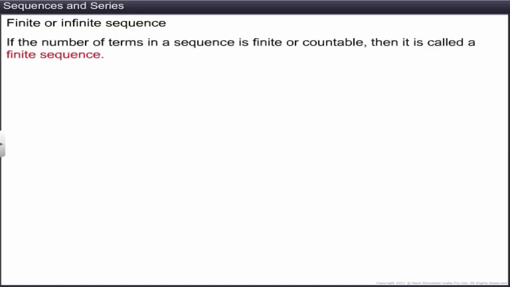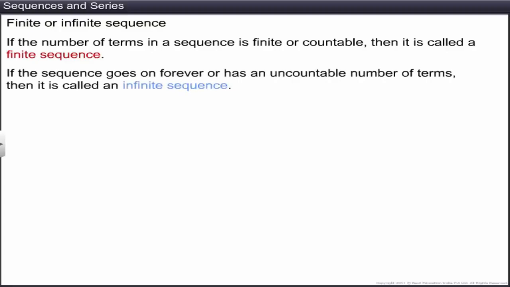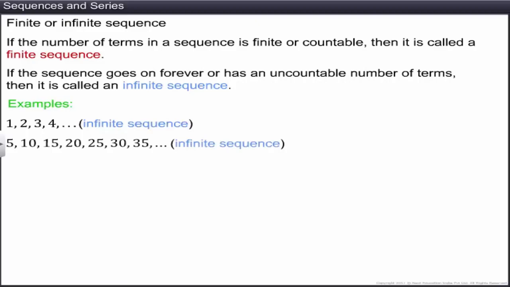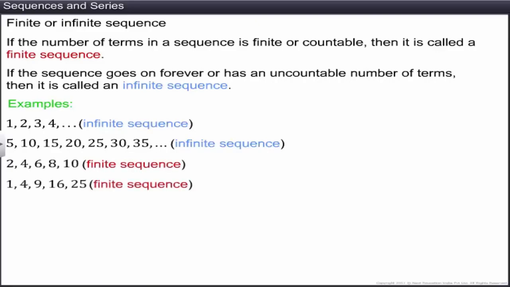A sequence is finite or infinite, depending upon the number of terms in it. If the number of terms in a sequence is finite or countable, then it is called a finite sequence. And if the sequence goes on forever or has an uncountable number of terms, then it is called an infinite sequence. For example, the sequence of natural numbers and the sequence of all the multiples of 5 is an infinite sequence. However, the sequence of the first 5 even numbers and the squares of the first 5 natural numbers is a finite sequence. The terms of a sequence can be expressed by an algebraic formula.